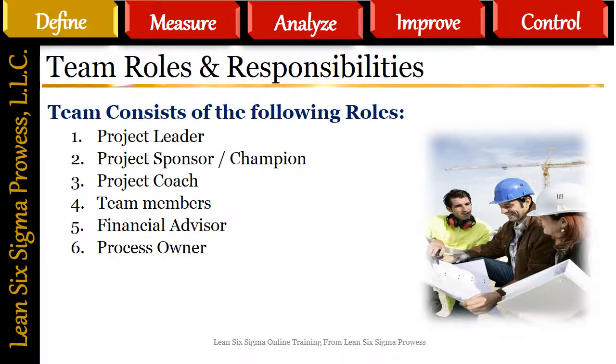5. Financial advisor, the person who is responsible for calculating the savings potential in the define phase and the actual gains in the control phase resulting from the project's impact on improving the critical business need, CBN, or key process indicator, KPI. 6. Process owner is the person in charge of the process on a daily basis. This is the person who will sustain the project gains after the completion of the project.